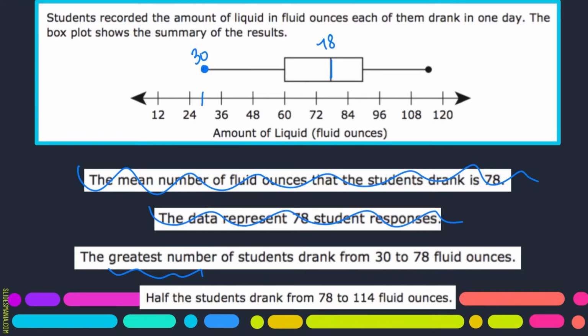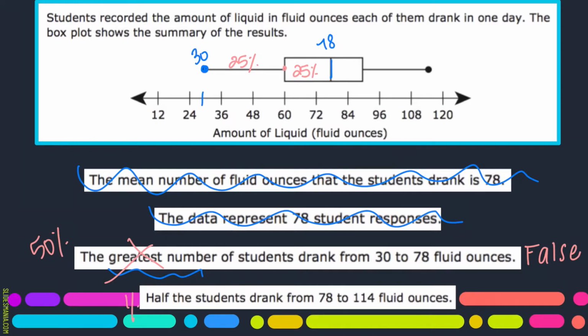I know that box plots break our graph into quartiles. So this part represents 25%, and then this part represents 25%. Well, that means that only 50% of our students drank from 30 to 78. So this can't be the greatest number. So this is not true. This is false. And we had enough information to determine that.